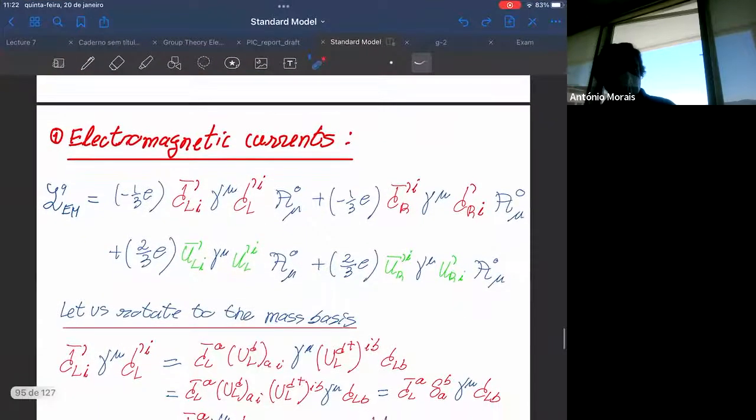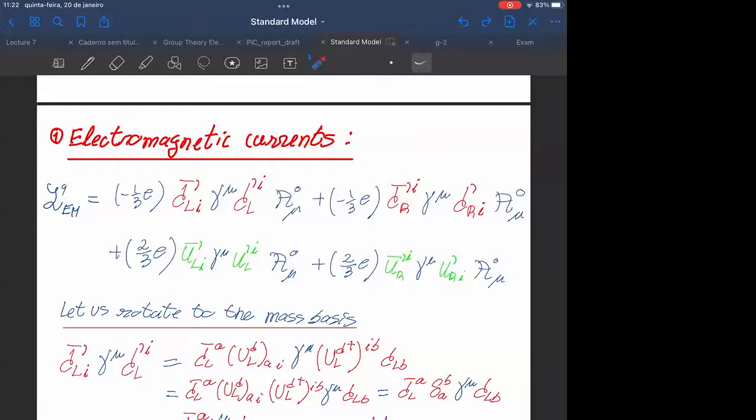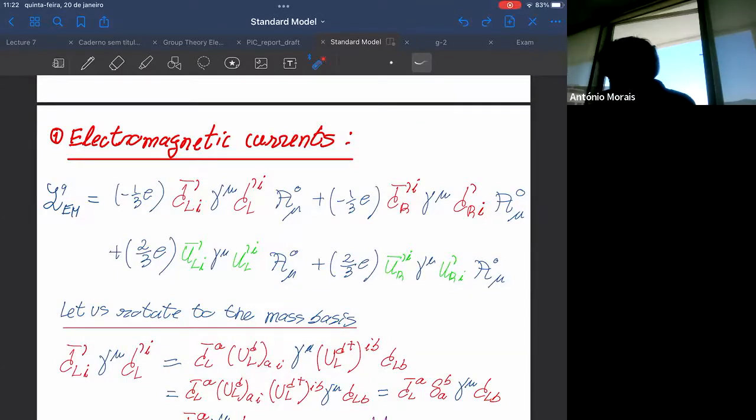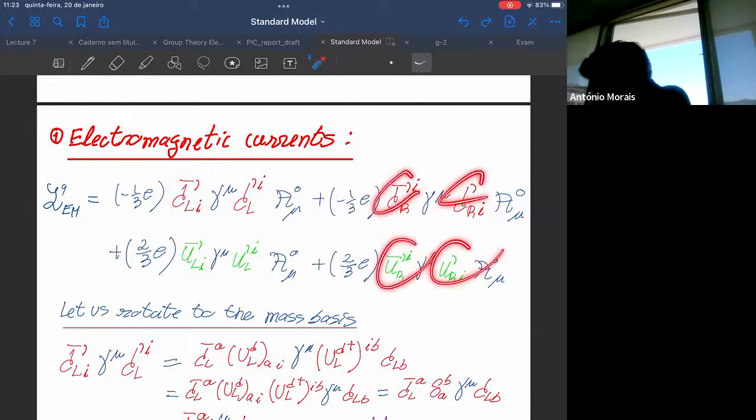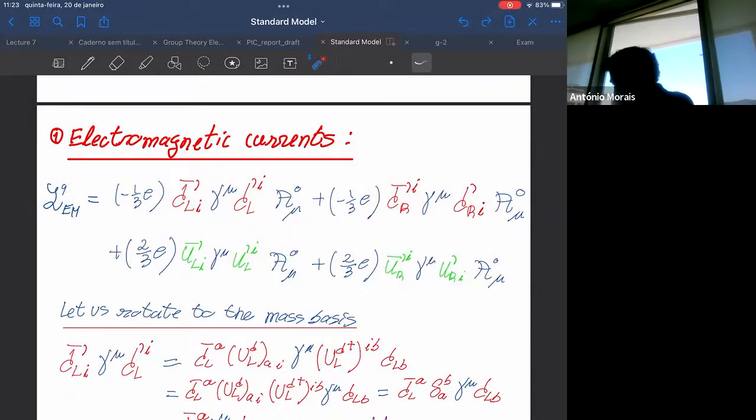Right, guys, can you now see the electromagnetic currents on the screen? Yes. Okay, good. So let's revise what happens with electromagnetic currents. Here, of course, we have to take into account the left-handed and the right-handed parts. So I've done the minimal work above to get the transformations for the right parts as well, which are also going to be needed here.